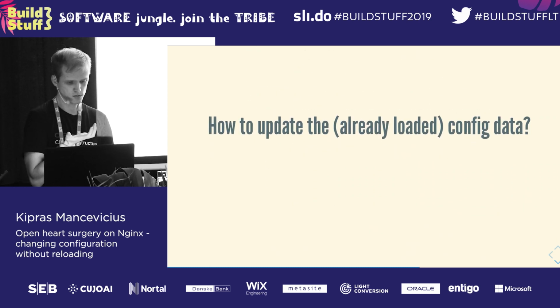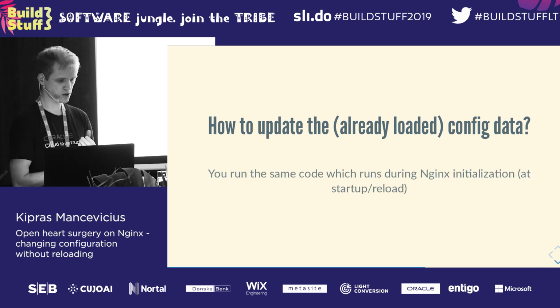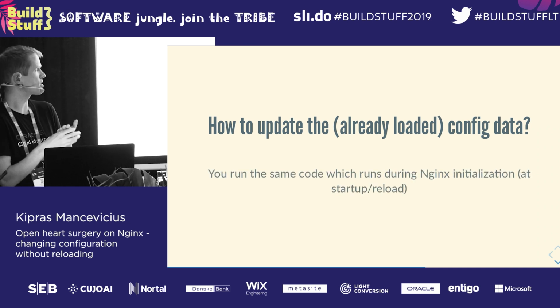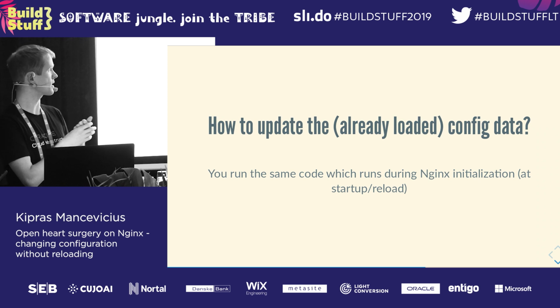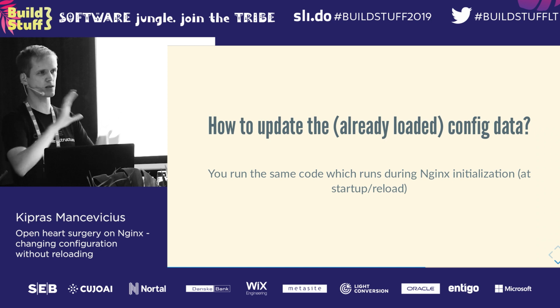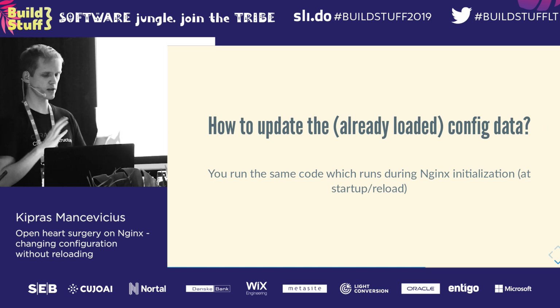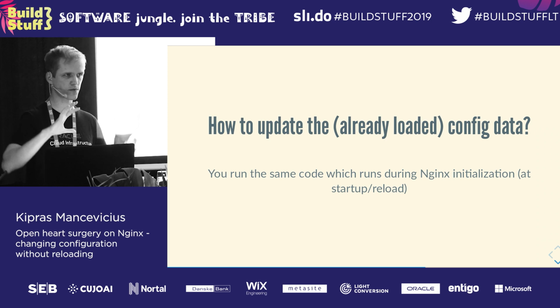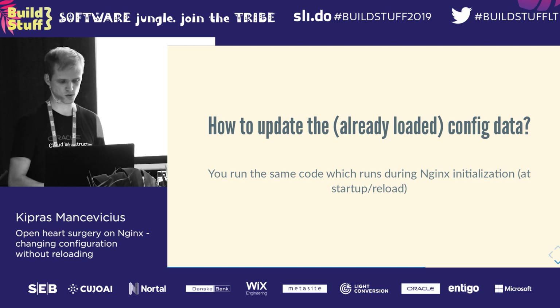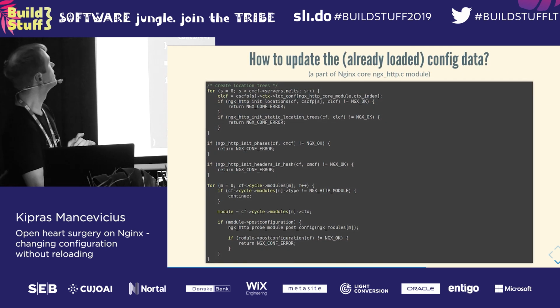So how do you actually do the update? So it turns out that you, in essence, just run the same code that Nginx runs when it starts up, when it reads the configs. You can run the same code, and for the most part, it works. There's a lot of quirks that I'll get to, but for the most part, it actually just works. Maybe I shouldn't have said just works, but it works sometimes.